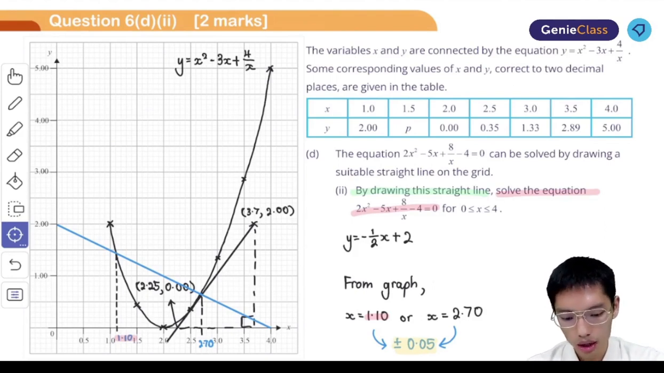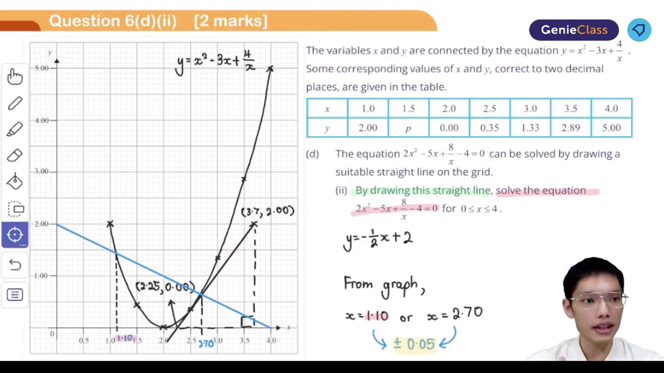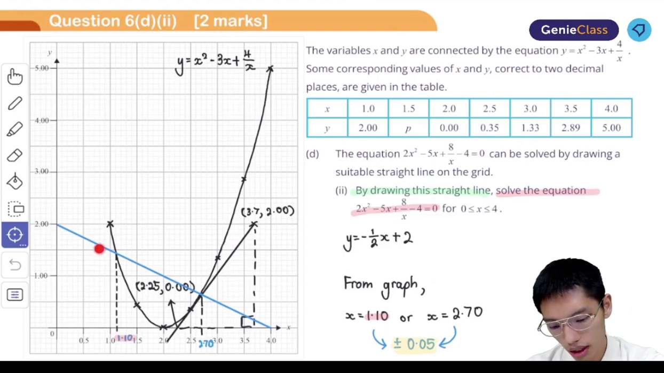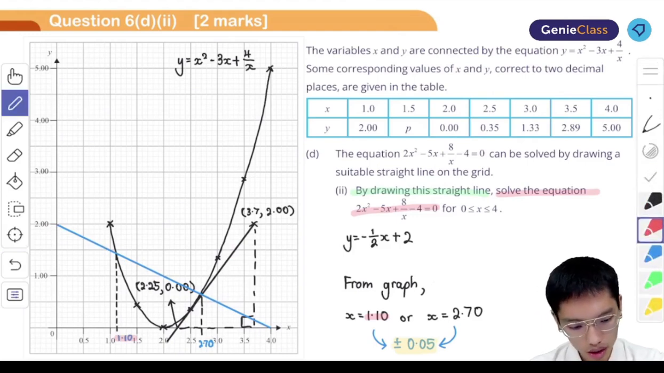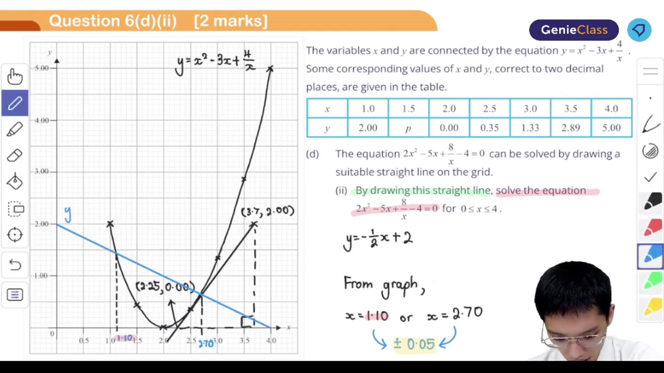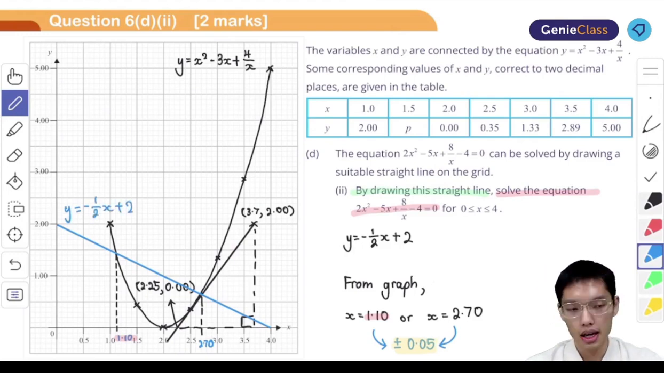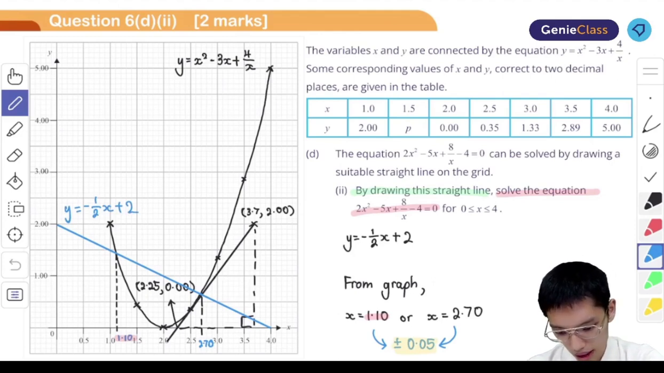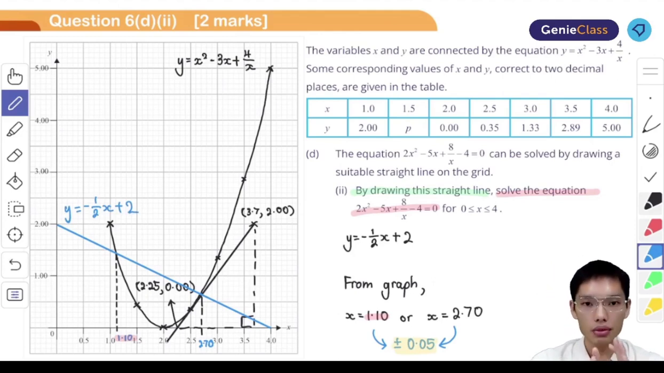Everything should be included in your solutions for part A, part B, part C, part D. Recall this one is to find the gradient. Leave it there, don't erase. Just include the line over here with my equation. Just write it out: y equals negative half x plus 2, and we solve from there. The rest is estimation. You just need to be careful not to estimate too far.